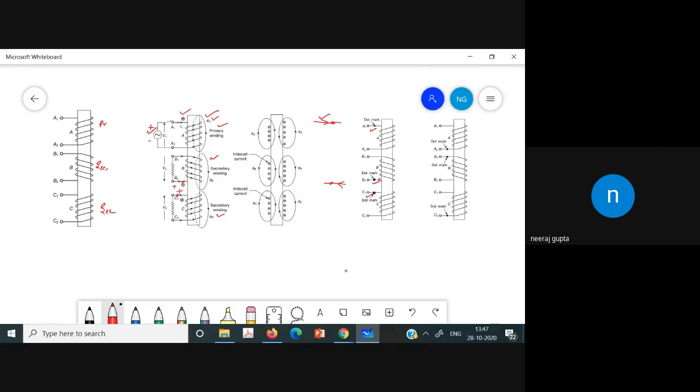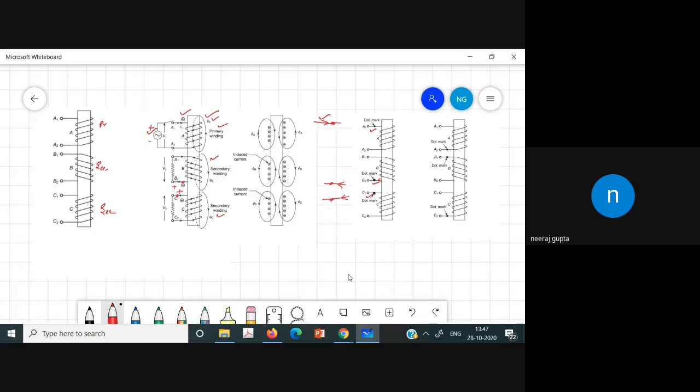It means that if the currents are made to enter the dot marked terminal, as you have seen here, on two or more coupled coils, that is B and C, then the flux produced by these currents is such that it will add up. So in this case also, we will have this one and this one. Whatever flux is produced is additive in nature. So this is the basis of the dot markings.